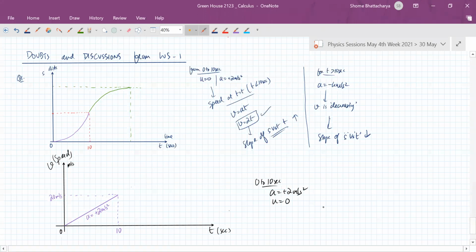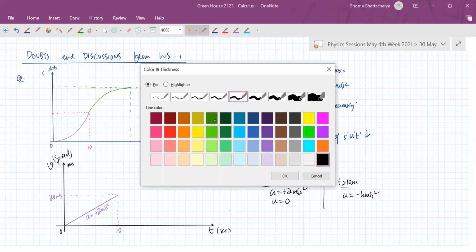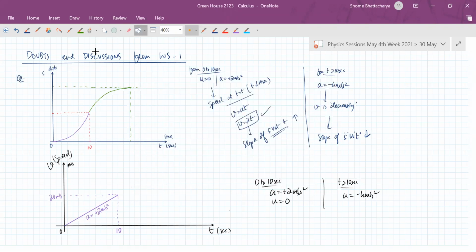From 10 seconds onwards, it's having a deceleration of -4 meters per second square. Okay. So then how should this graph look? It should look like a straight line with a negative slope. Yes, sir. Right. So this is -4 meters per second square. Now, can you tell me how much this time is? Okay. 5 seconds. Yes, very good.